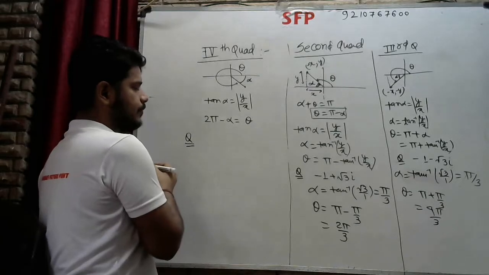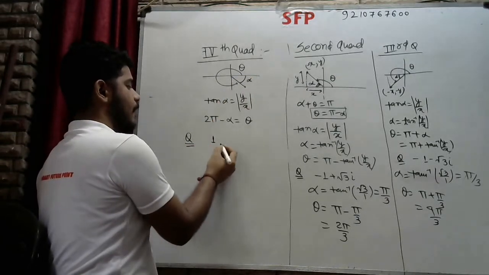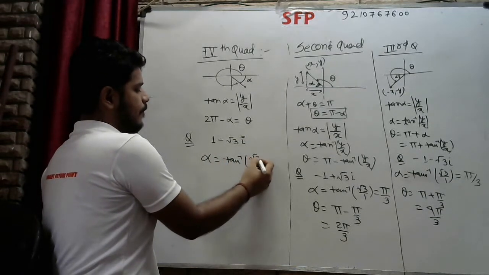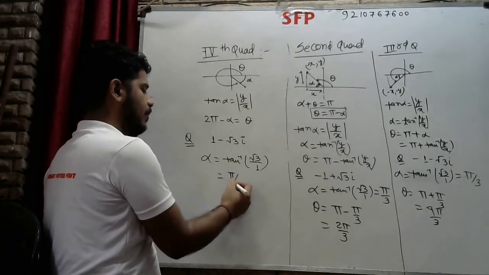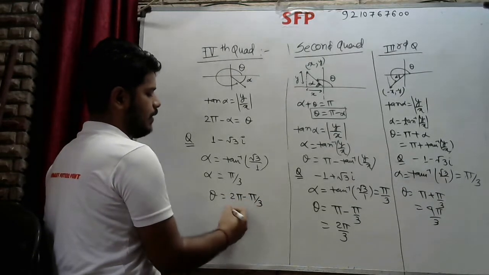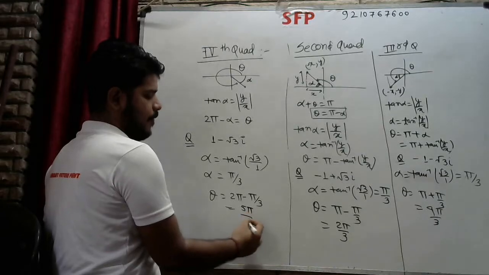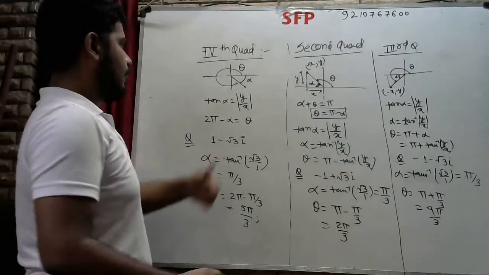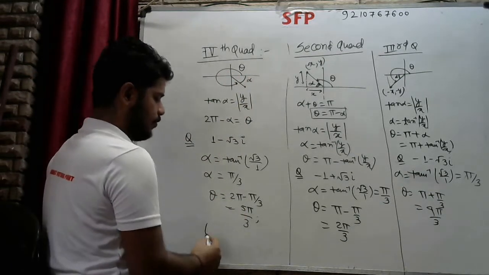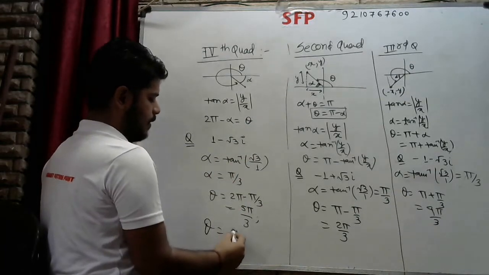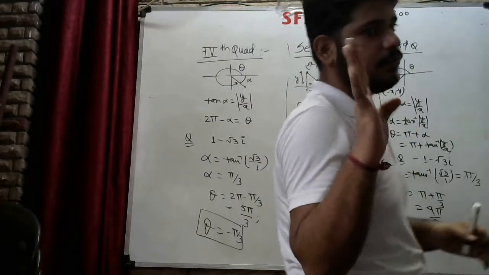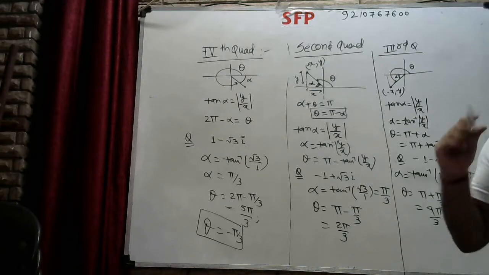Fine. Question is 1 minus root 3 iota. We know alpha will be tan inverse root 3 by 1, which becomes pi by 3, and for theta we know this is nothing but 2 pi minus pi by 3, which is 5 pi by 3. In some books, we know the angle is taken from this axis, so I can write it as minus alpha. So theta can also be written as minus pi by 3.